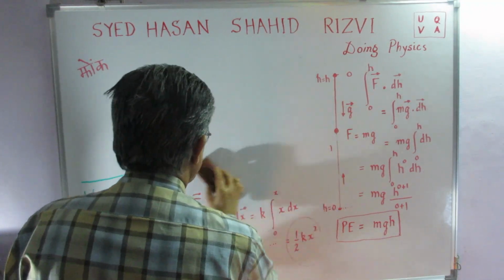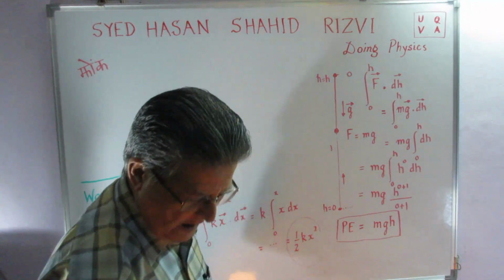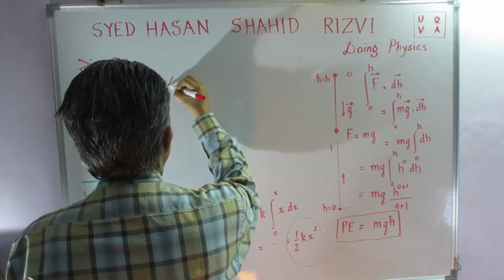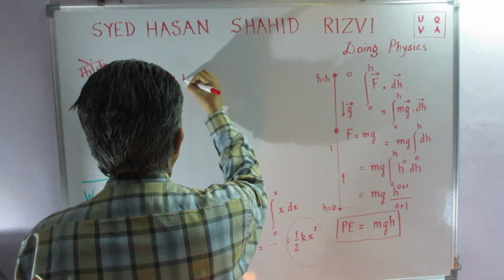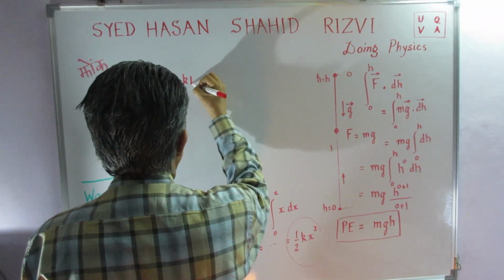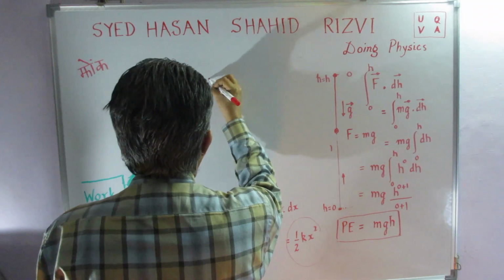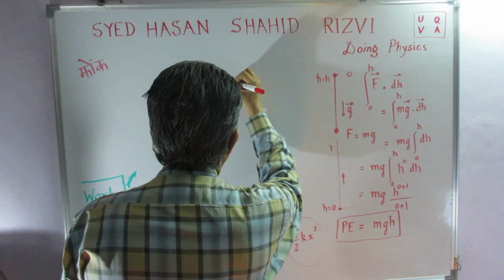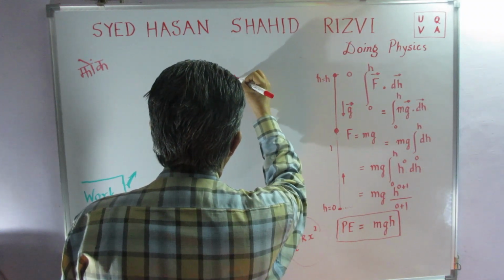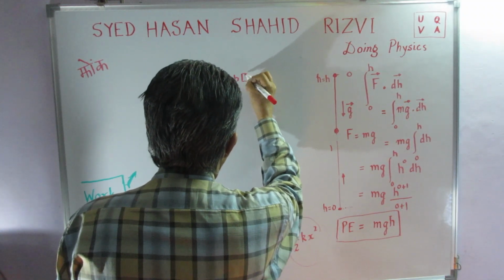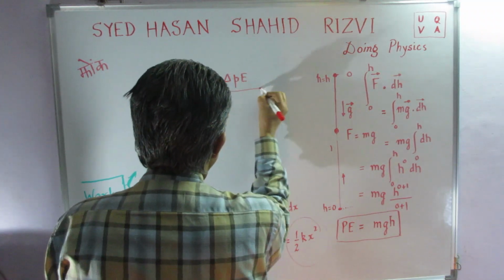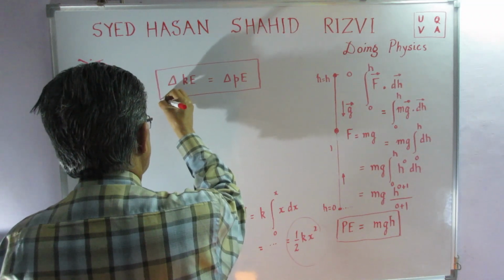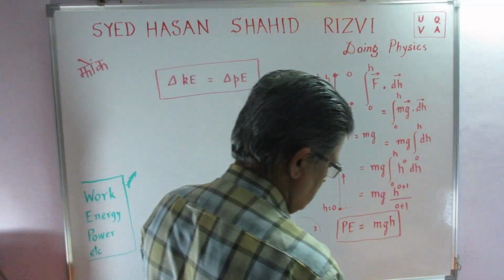that please try to understand when you read your books that the change in the value of the kinetic energy is the change in the value of the potential energy. I'm just stating it like that, the magnitude, etc.